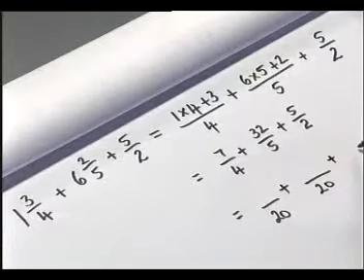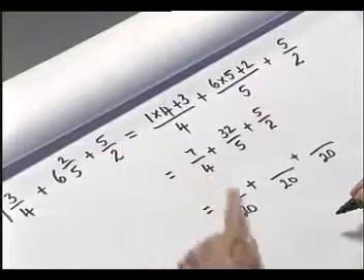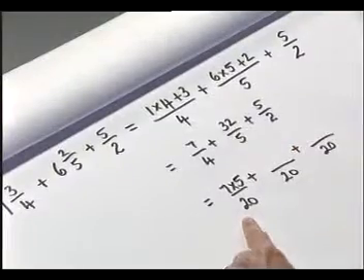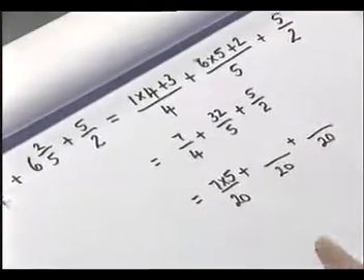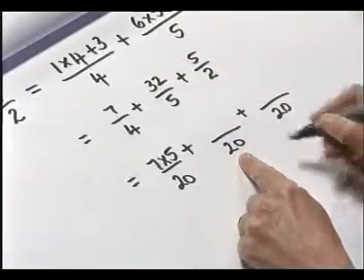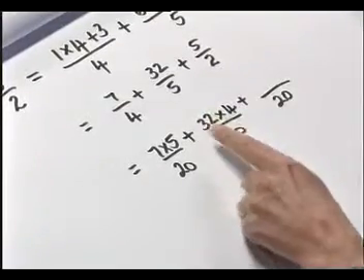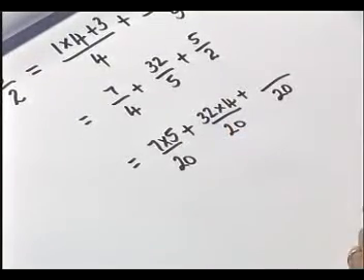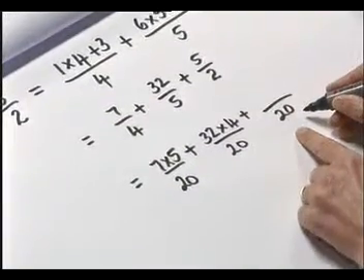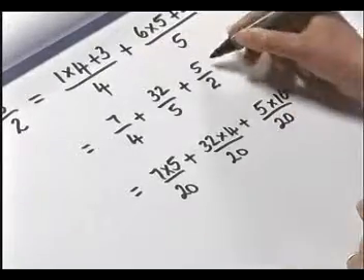So let's just write all the denominators in. So what did I do to 4 to get 20? I multiplied by 5. So 7 must be multiplied by 5. What did I do to 5 to get 20? I multiplied by 4. So I must do 32 times 4. The numerator and the denominator must be multiplied by the same number. And finally, what did I do to the 2 to get the 20? I multiplied by 10. So I must multiply the numerator by 10.